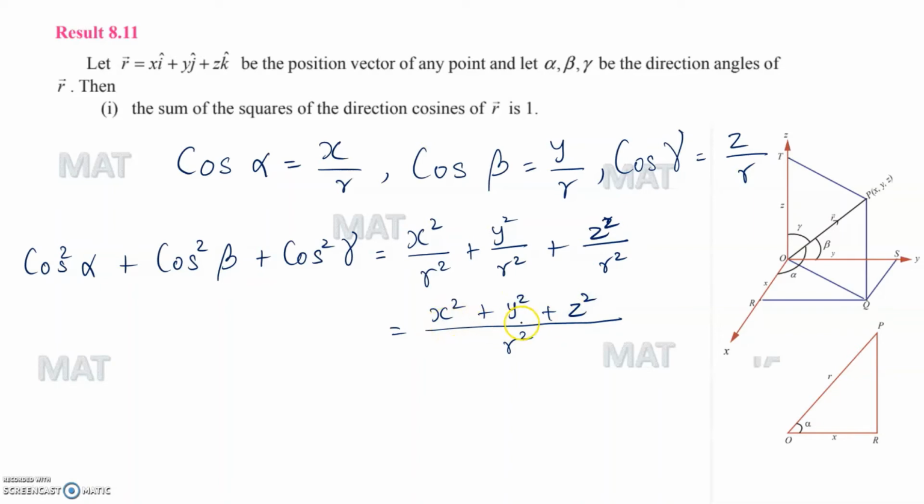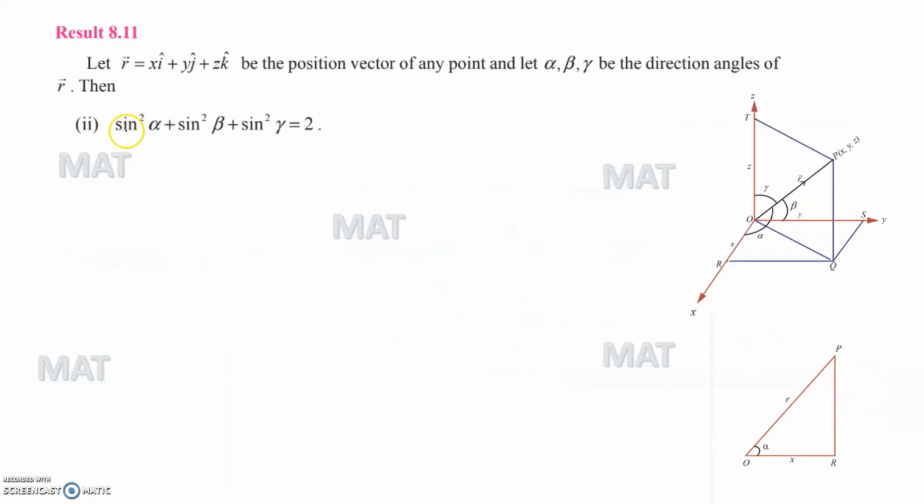We know that x squared plus y squared plus z squared is equal to r squared. So this is equal to r squared by r squared, and that is equal to 1. So that proves our first property, or the result of direction cosines.